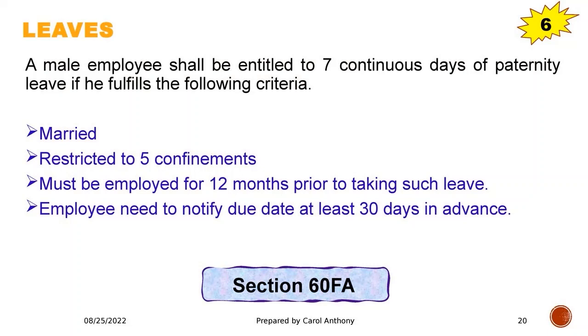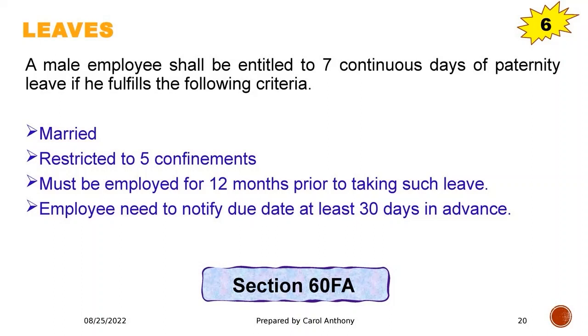So moving on, we come to the next change, which is the leaves. So leaves part, there are two different changes. One is paternity leave. Paternity leave is for the male whose wife is going to give birth. All right, if they have given birth, they are given 7 days of leave. So this one also mentioned here, continuous days, meaning similar to maternity leave is continuous days.